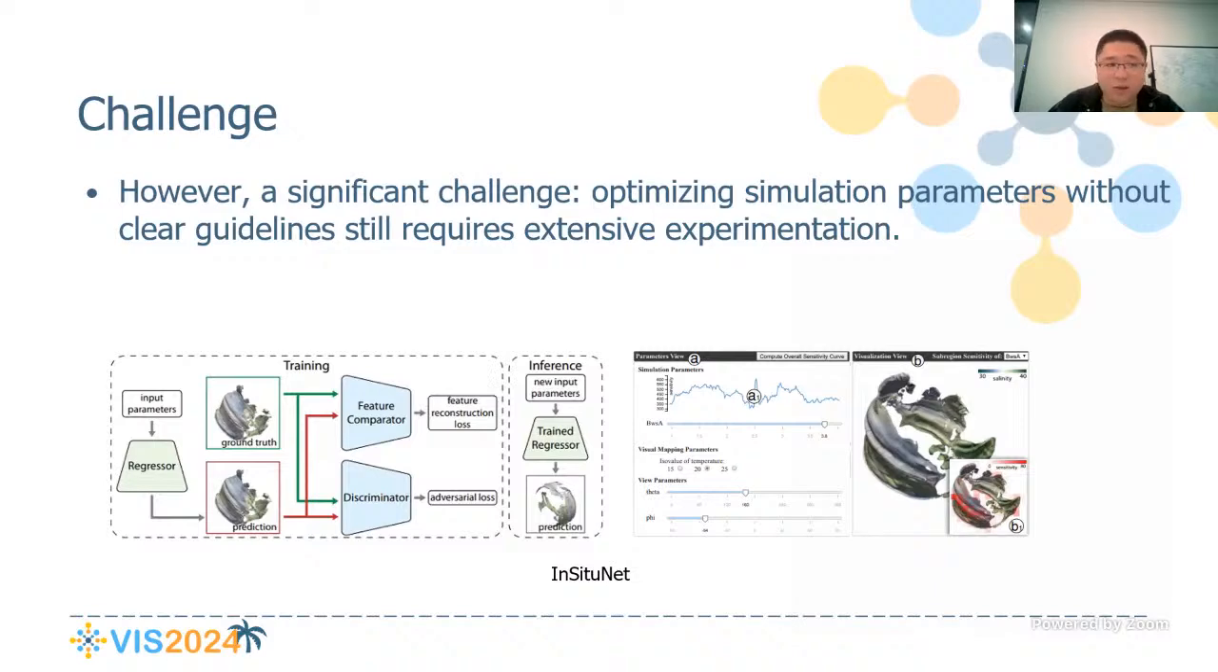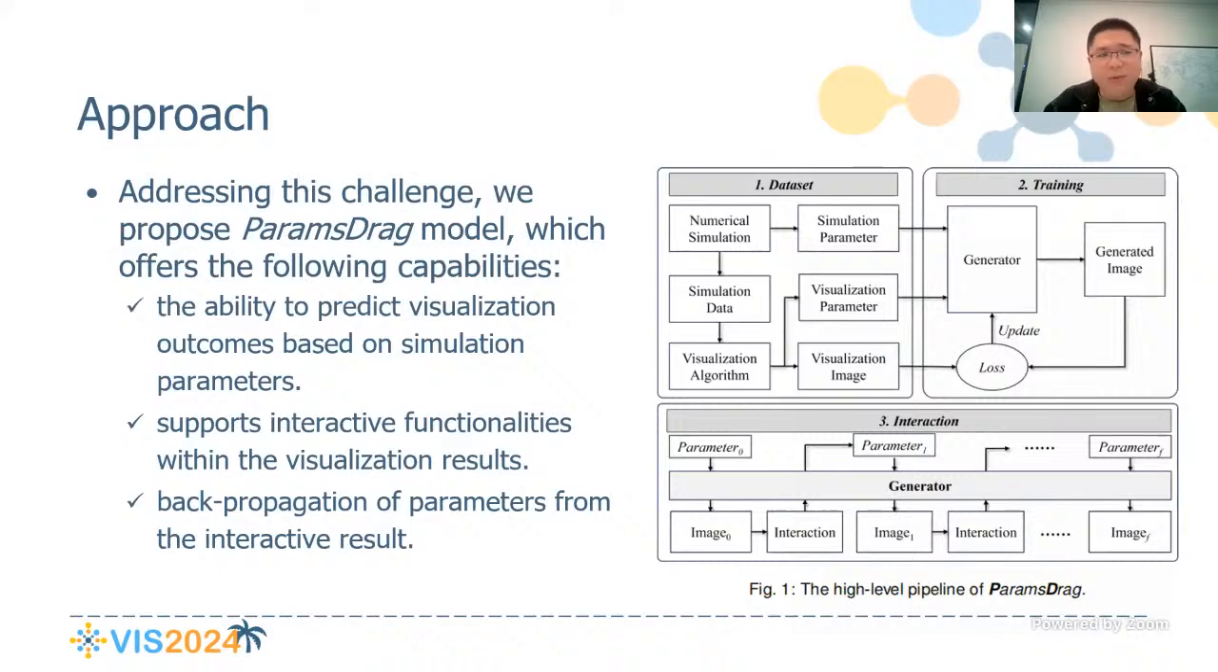To address this challenge, we proposed ParamsDrag, a model with some new features. The first is that it can predict outcomes of visualization based on the simulation parameters. The second is that it can support interaction with the generated visualizations. And the third is that it allows getting the parameters from the interactive results. So let's talk about some details of the method.